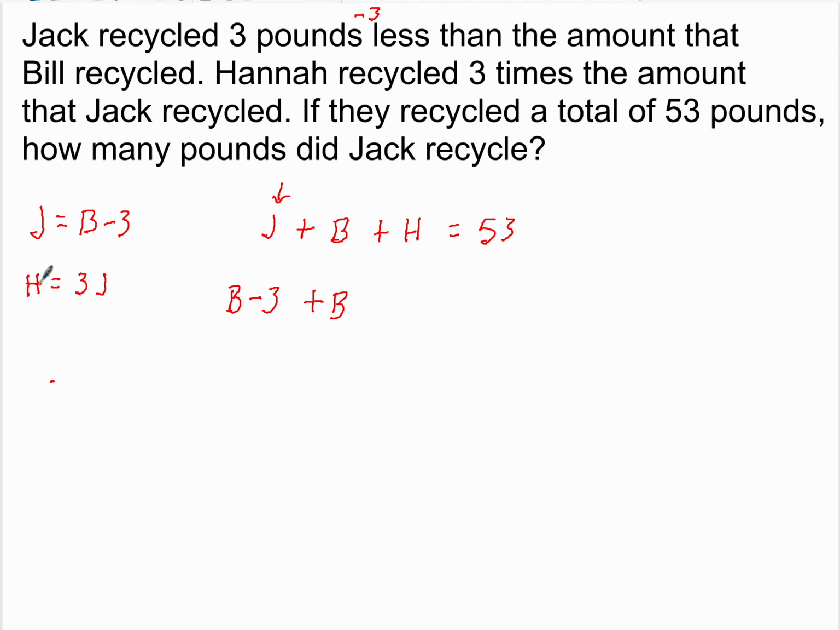And then I notice that an H is worth 3 J's, right? We know that Hannah did 3 times more than Jack. So H is worth 3 J's. So this one would be a 3J, but what did we say that we could put in for a J? We said we can put a B minus 3 in for J. So we would do this, plus 3 times B minus 3. That equals 53. So this is Jack, B minus 3, because Jack was Bill minus 3.